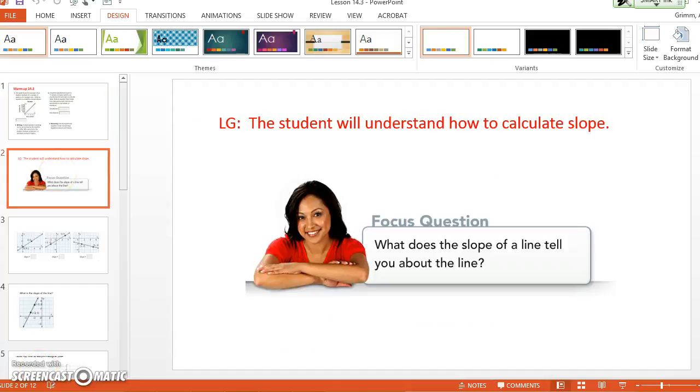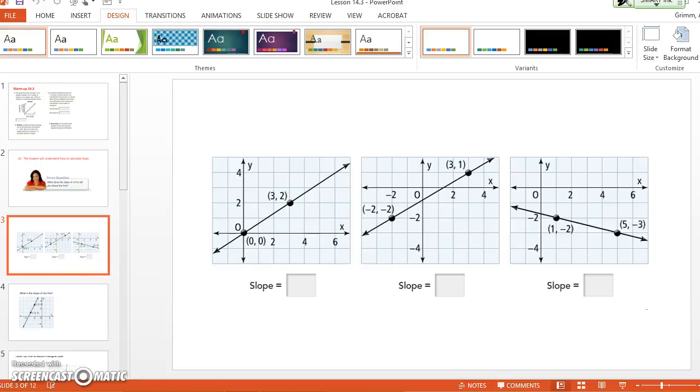So, learning goal: the student will understand how to calculate slope. We're going to look at all of slope today. We're going to learn how to do it from a graph and how to find slope from 2 points. Okay, so first thing I would ask you is, what is slope?